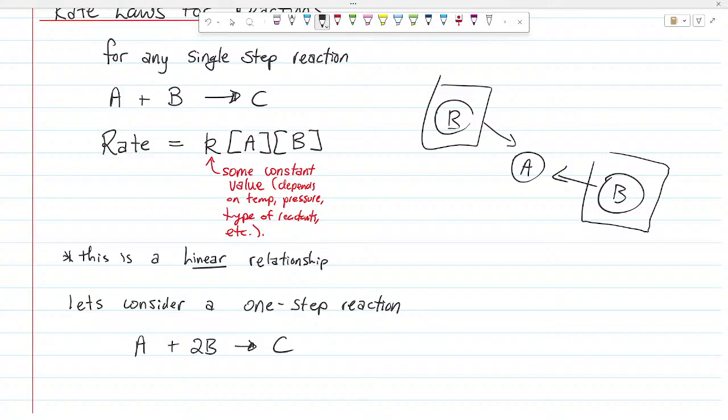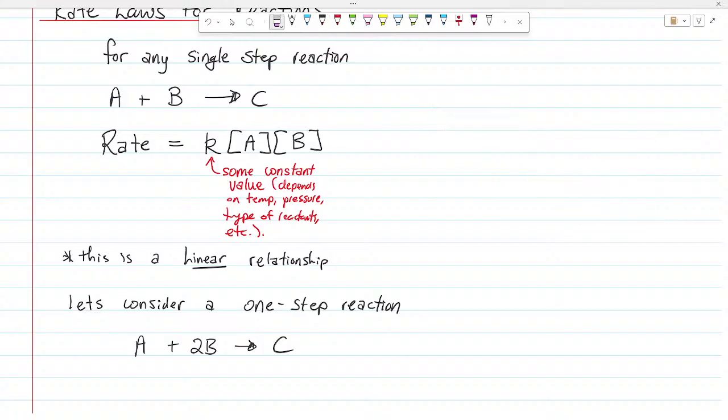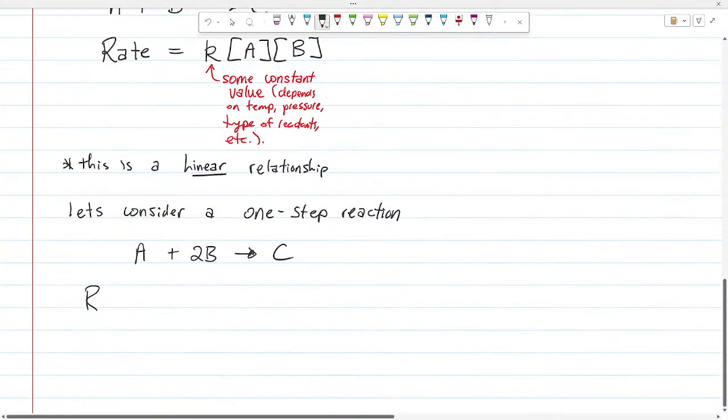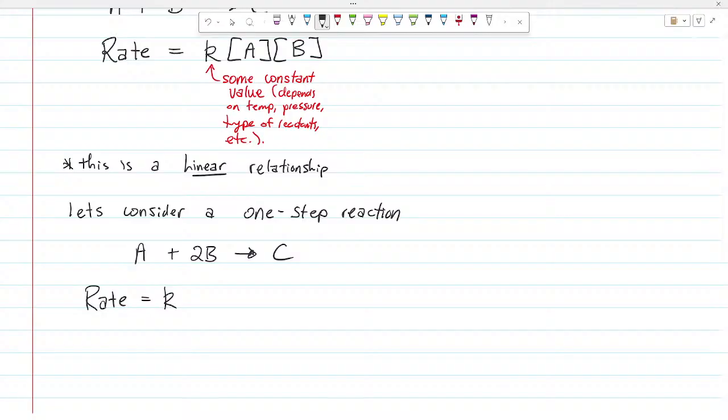Think about that for a minute. It makes sense because I have to find both of these. So if this is twice as likely to happen and that's twice as likely to happen now, then overall the reaction is 4 times as likely to happen. Does that make sense? So in this case, the rate would depend on, again, some constant K, which is going to be dependent on the temperature, the pressure, the type of the reactants, etc., times the concentration of A, because doubling the concentration of A would make this thing twice as common.